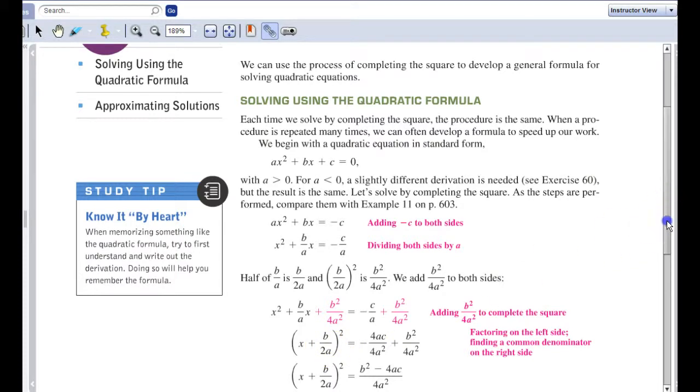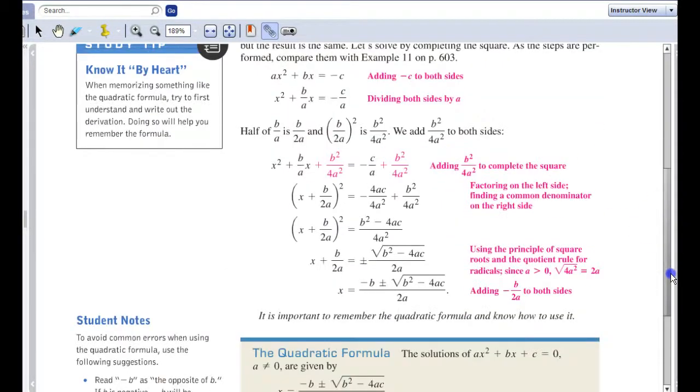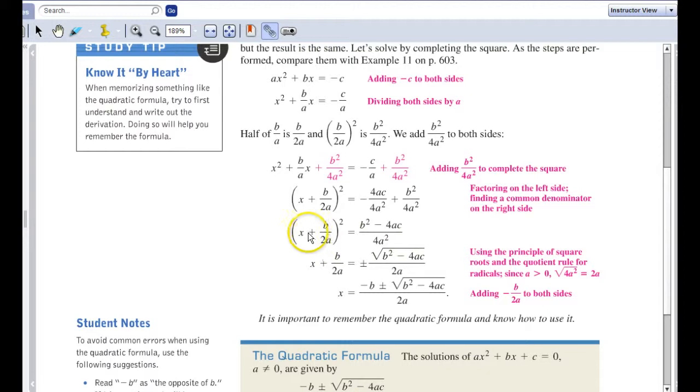Then, moving down a little bit here, we're going to take the square root of both sides. Now notice the square root of this is just 2a. And then plus or minus that gives us that.